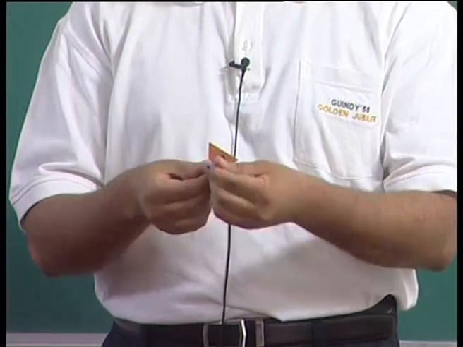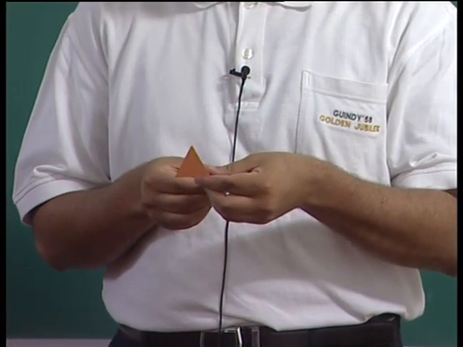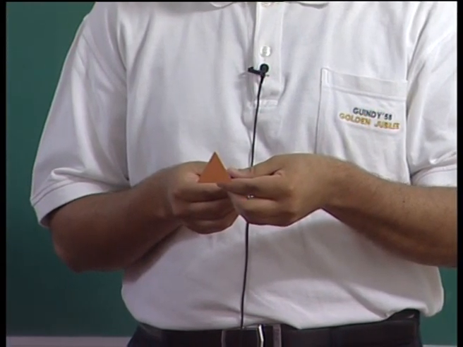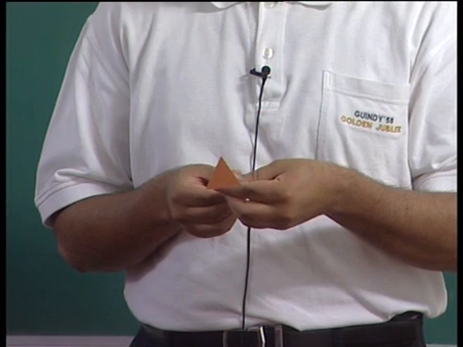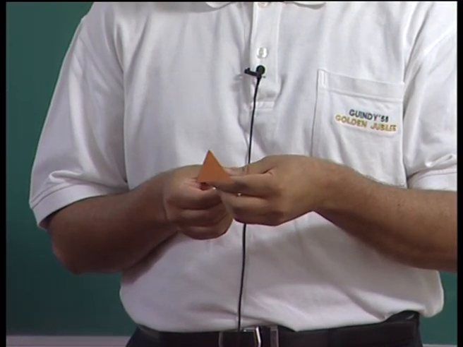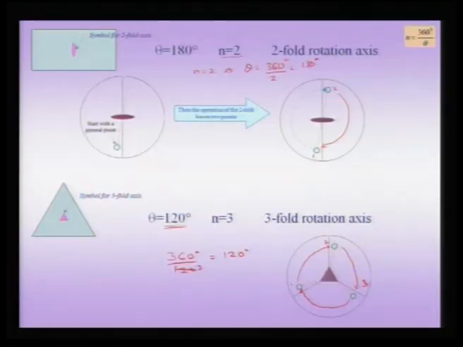So, just to make it clear here, let me rotate it around so that you can see the triangle better. So, I have a three-fold axis and I rotate by 120 degrees, I land up with a triangle pointing upwards. I rotate again by 120 degrees, I land up with a triangle pointing upwards. Therefore, a three-fold axis leaves a triangle as a triangle before and after its operation.